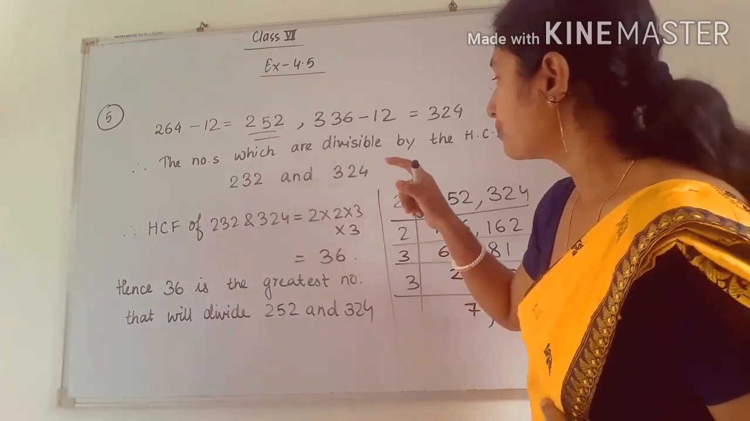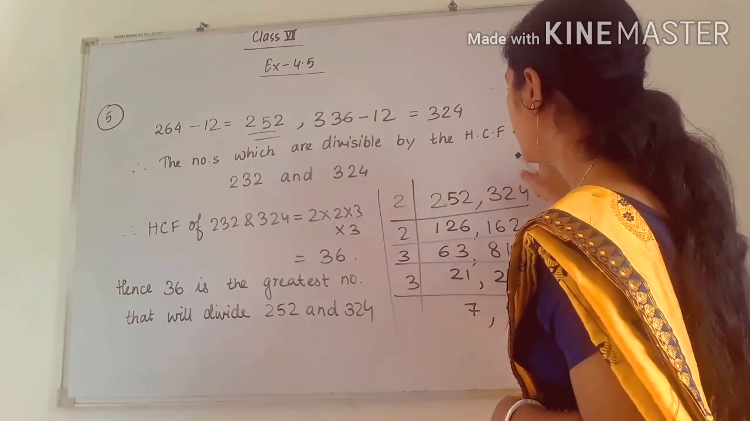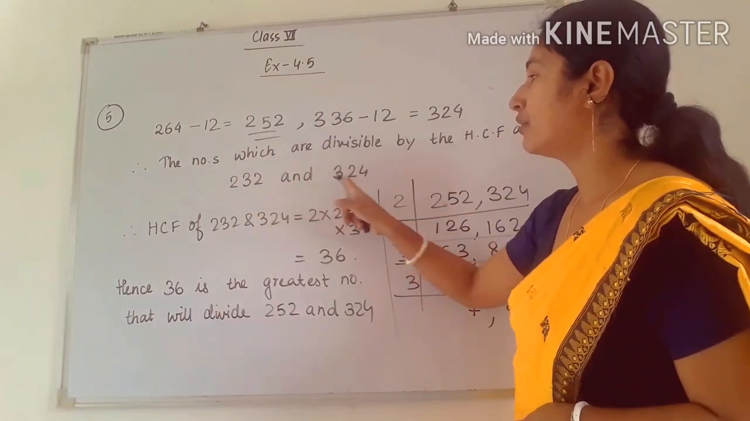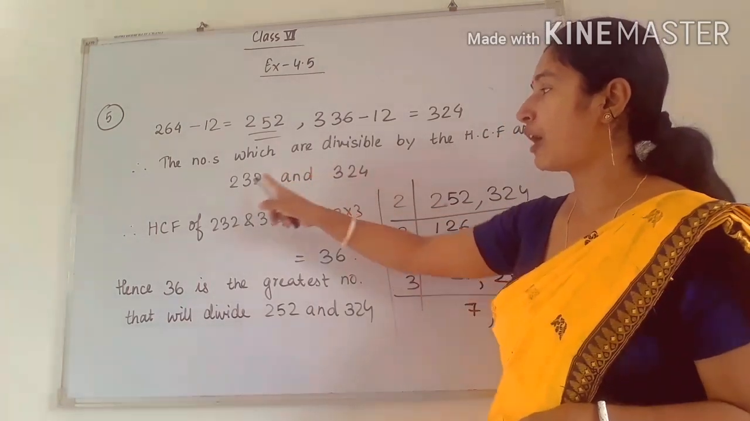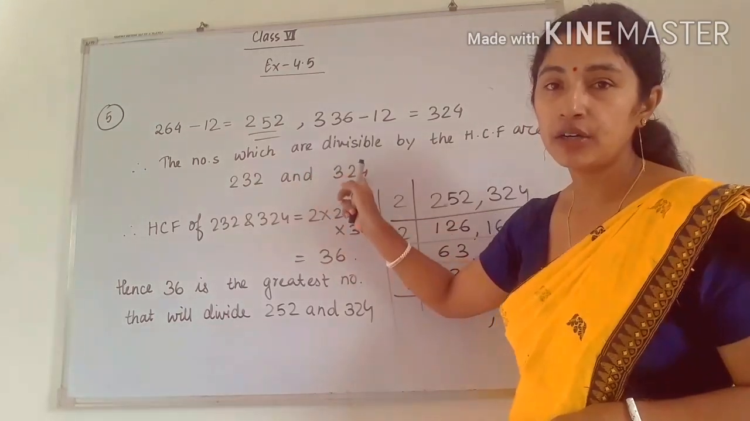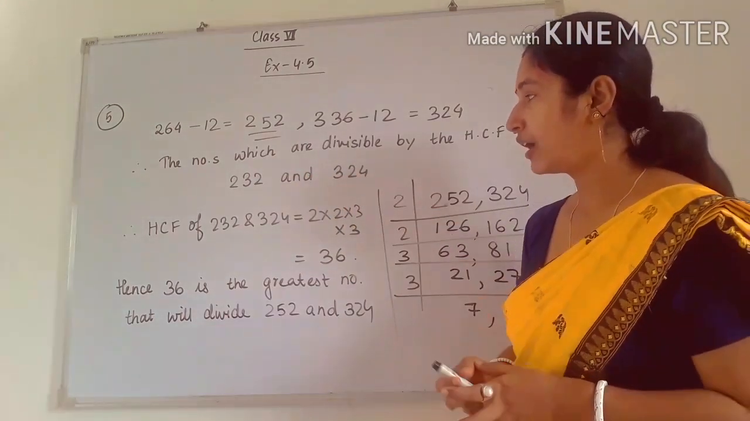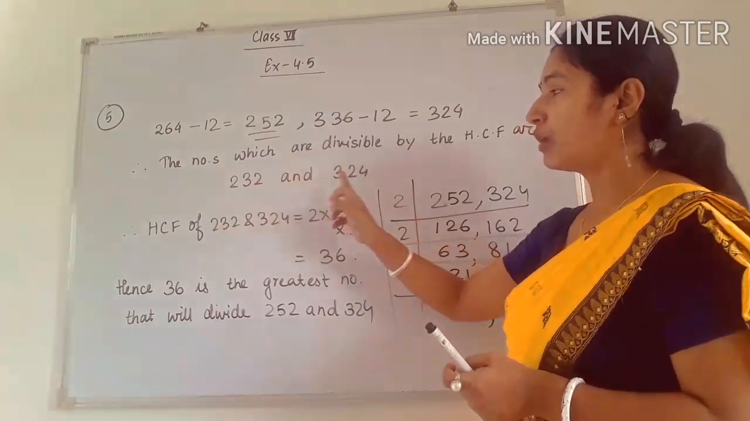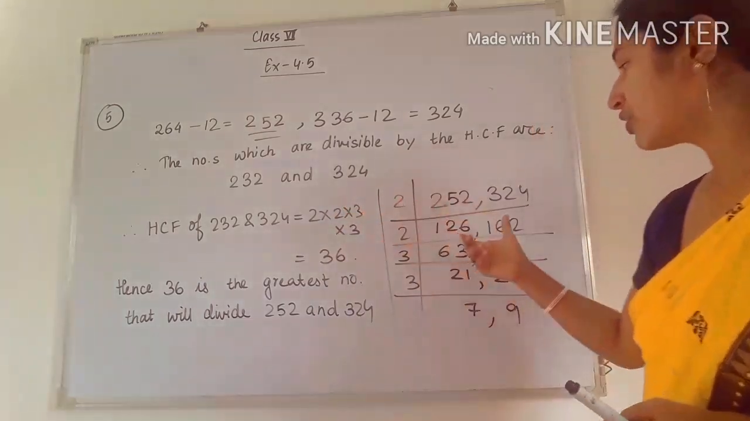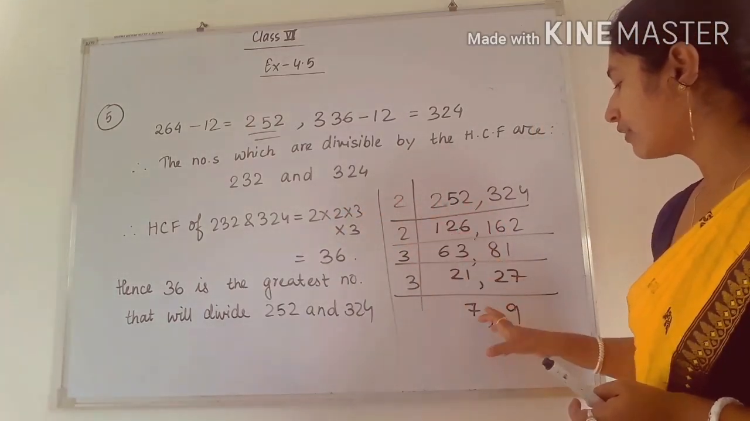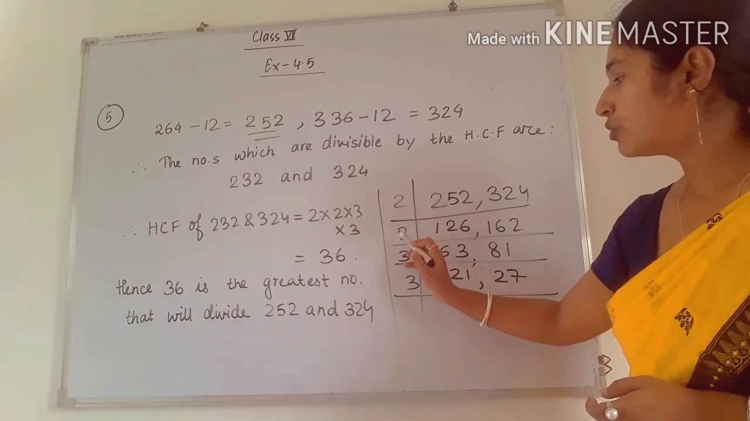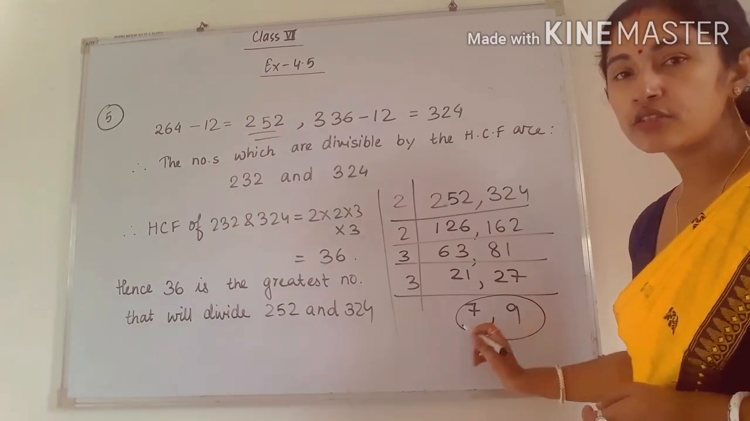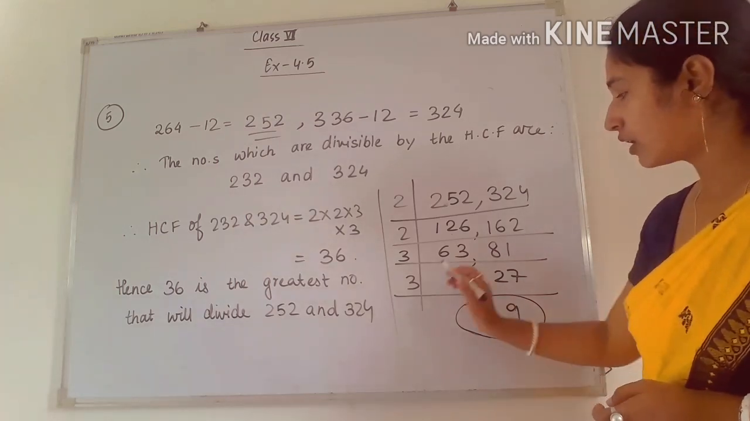So now numbers which are divisible by the HCF are 252 and 324. That means we have to find the HCF for these numbers, or we can say we have to find the highest number or the greatest number that should divide 252 and 324. So by division method we can easily solve, and I got 2 into 2 into 3 into 3. Here I have to stop. As you know, the common factors of 7 and 9 is 1. Okay, so here I have to stop.